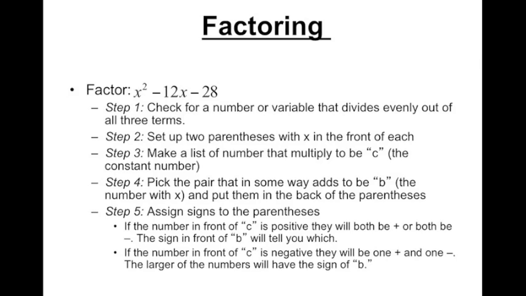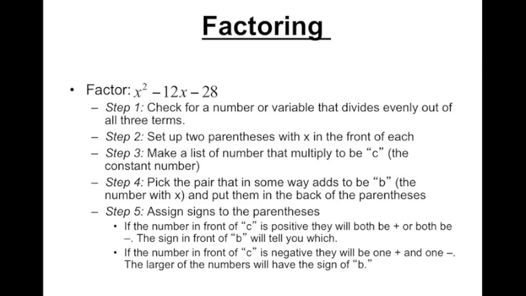So here's some step-by-steps on it. The first thing we're going to do is check to see if there's a number or a variable that divides evenly out of everything in the problem. So if all of the numbers divide by 2, we want to take care of doing that first. Or if every single term has an x in it, we want to take care of doing that first. Then we're going to set up two parentheses with an x in the front of each. We're going to make a list of numbers that multiply to be c, which is the constant number at the end.